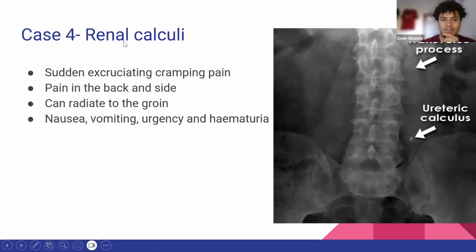Case 4 is renal calculi, and this will present with sudden excruciating cramping pain. The pain can be in the back and the loin area, but can also radiate to the groin. You get nausea, vomiting, urgency, and hematuria. I think people say these renal stones are the most painful thing they've experienced in their entire life. So you can see the renal calculi here. And I think the gold standard investigation for this is CT kidney ureters bladder, CT-KUB.